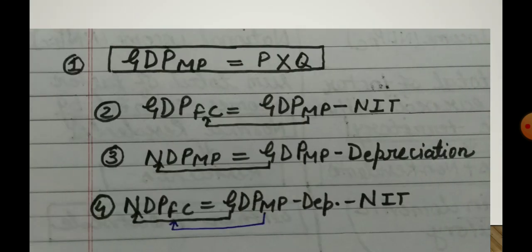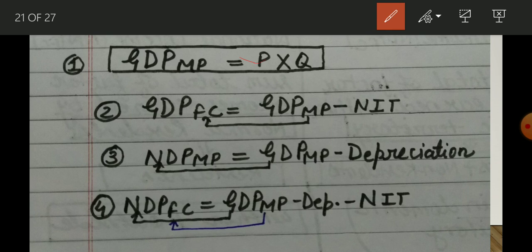Okay, let me explain here. GDP MP: there are three methods to calculate GDP MP. So I have written a very easy equation. GDP MP is equal to P multiplied by Q. So you are thinking, what is P, what is Q? P is for price and Q is for quantity. Okay, students.